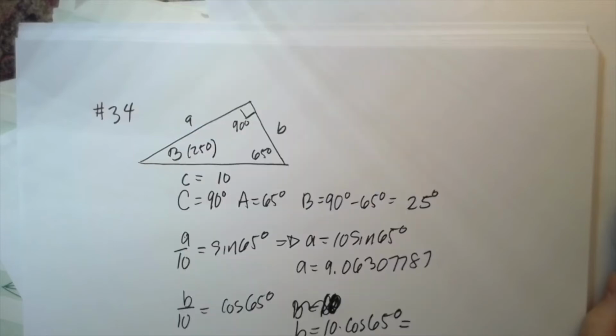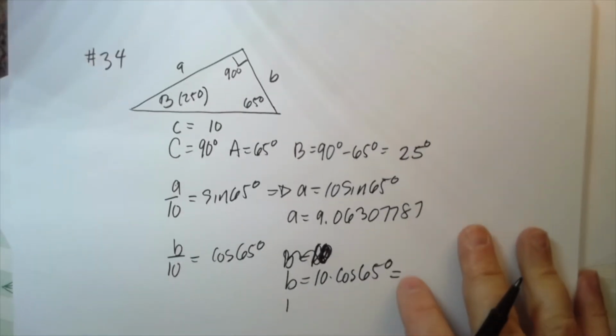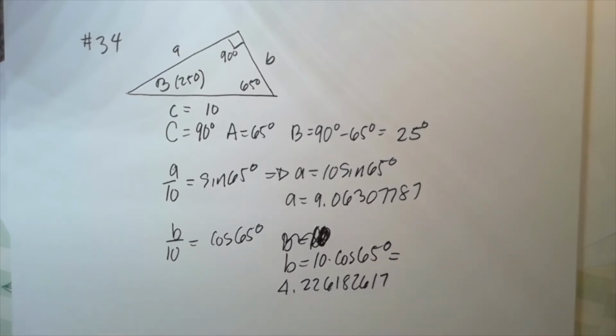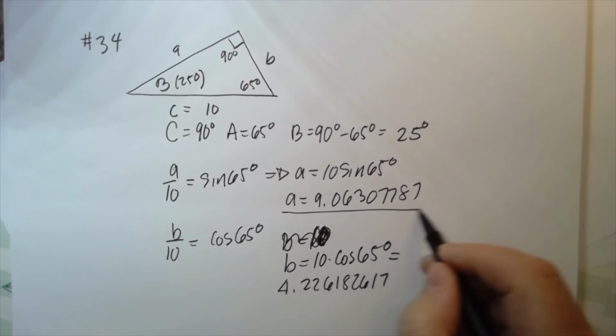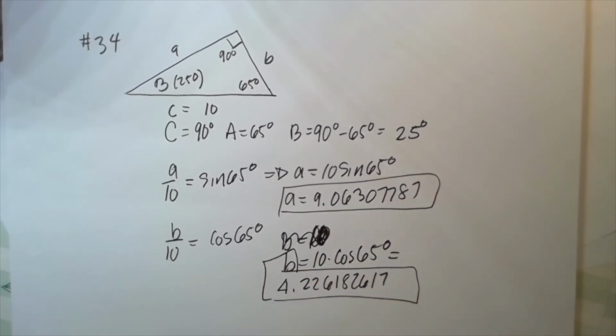So we have B is equal to 4.22, whatever. So I have B is equal to 4.226182617, and we have our three sides, the one that was given, and then our other two sides here, B and A.